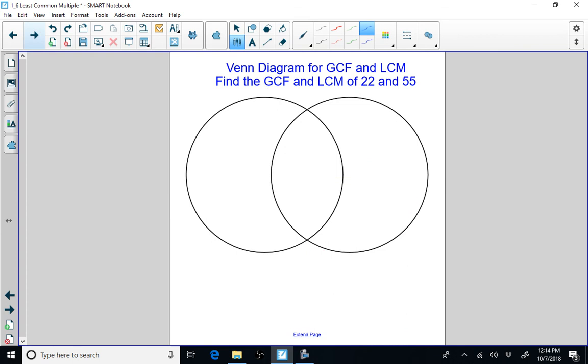Let's try another one. 22 and 55. Here's going to be a circle for 22. Here's our circle for 55. I start with my factor trees. 22 is 2 times 11. They're both prime. So 2 times 11 is the prime factorization for 22. I have 55. That's 5 times 11. They're both prime. So 5 times 11 is the prime factorization for 55.